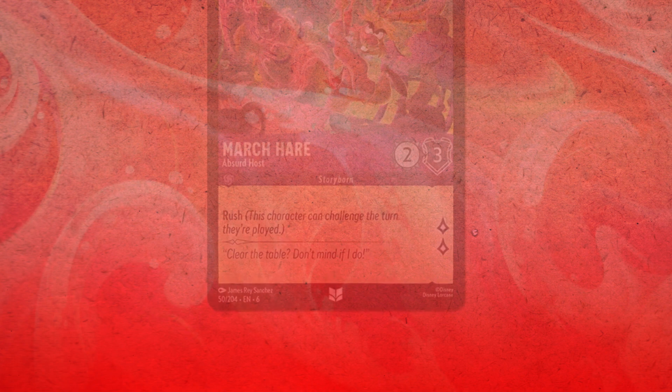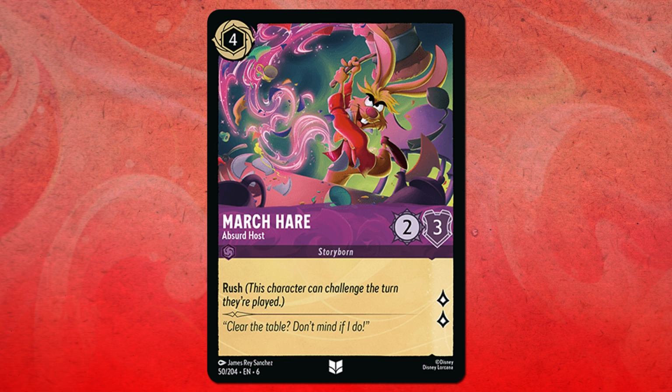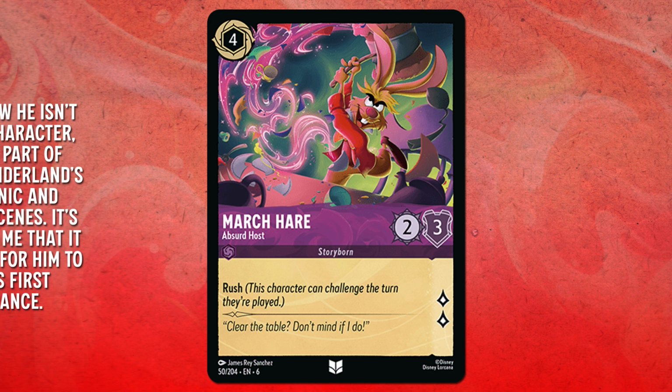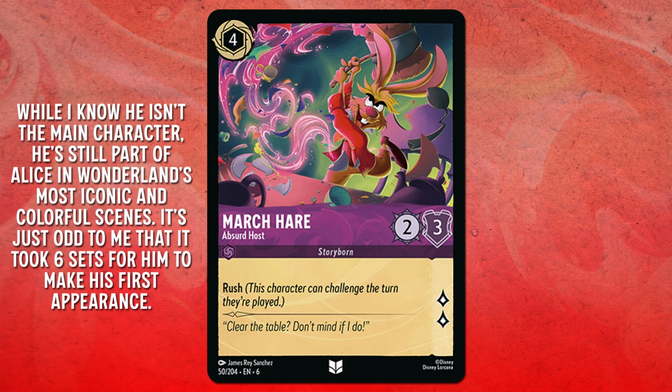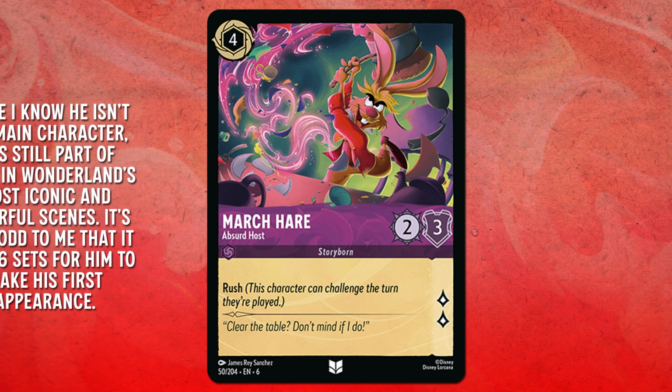Let's venture on over to Amethyst and take a look at the March Hare, Absurd Host. Honestly, I see some of these sets, and when we get a first card for a character like this so far in, it really astounds me. Like, I would have put money on the March Hare appearing earlier than Set 6 of the game, but I know they got to represent multiple franchises, and I'm sure he was a casualty from the decisions pertaining to that.